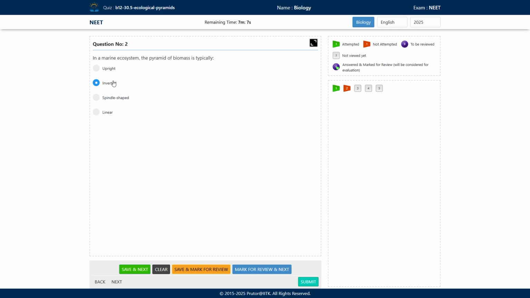The base, which is the first trophic level, is occupied by the phytoplankton. Their biomass is very less. As you're moving upward, the biomass is increasing. Next one, if a large tree supports numerous insects which are eaten by small birds, which are then preyed upon by larger birds, the pyramid of number would be upright, inverted, spindle shape, or partially inverted. What will be the correct answer?